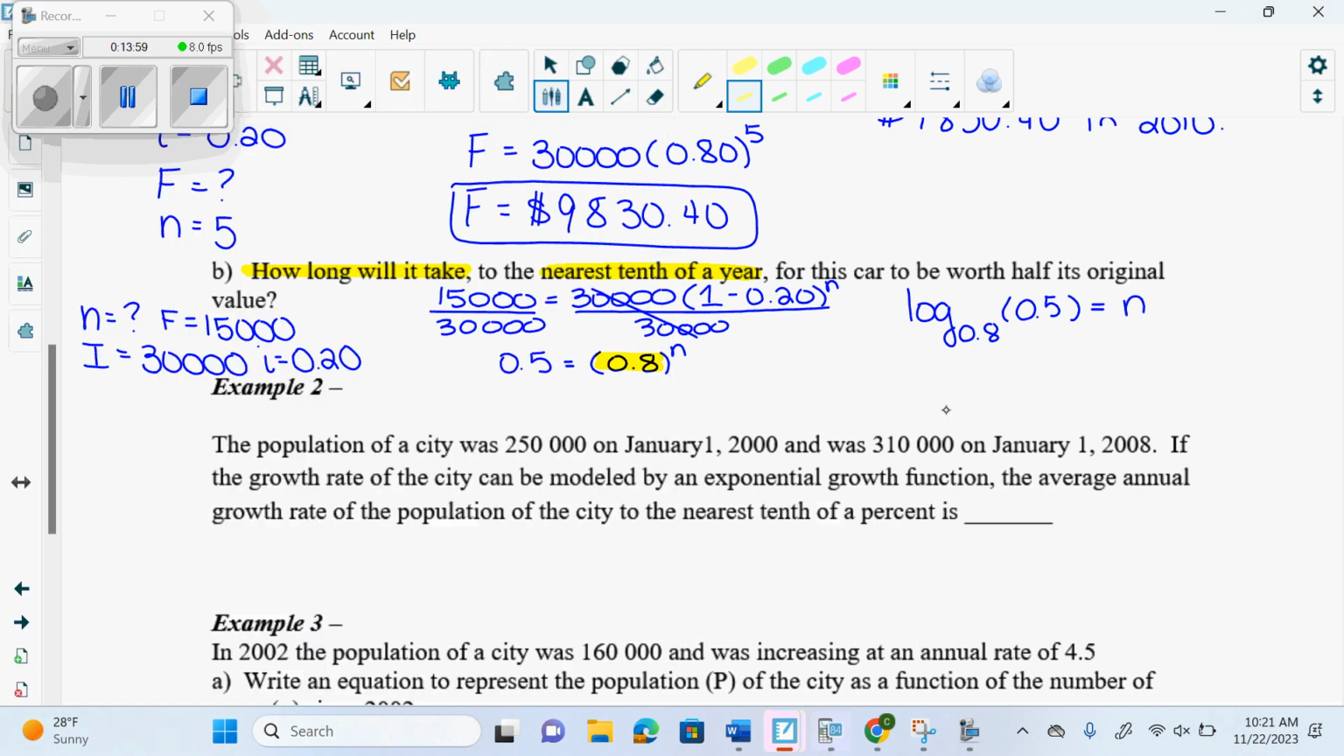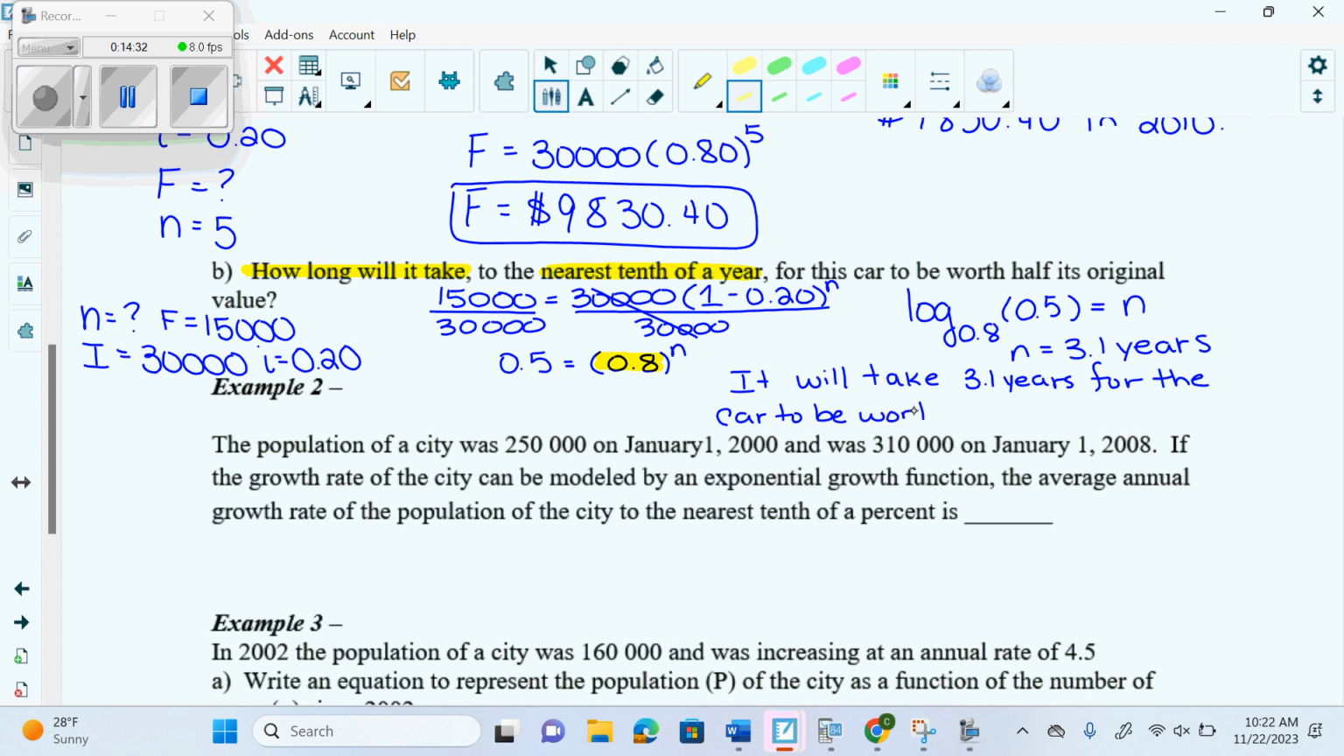Ask Lucas. N equals 3.1 years. So it says, how long will it take for the car to be worth half of its original? It will take 3.1 years for the car to be worth half of its original value.